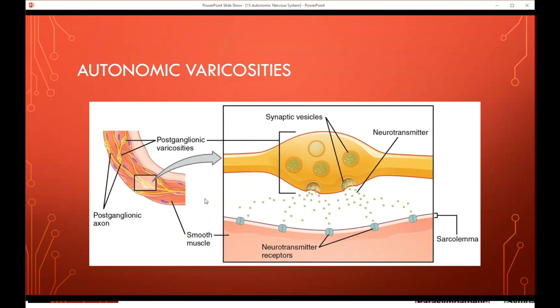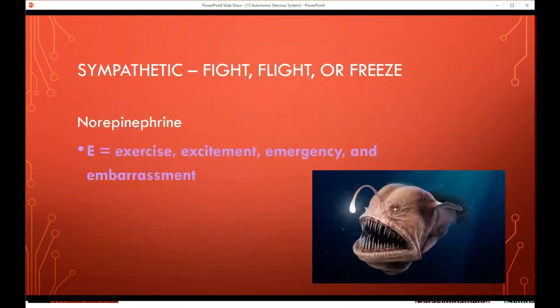So we have what are called autonomic varicosities. We talked about those, I believe, when we talked about our smooth muscle. Okay, so in autonomic varicosities, we have these varicosities sort of wrapping around our smooth muscles, and they release their neurotransmitters. The neurotransmitter is going to bind to the neurotransmitter receptors along the sarcolemma of the smooth muscles, causing a depolarization.